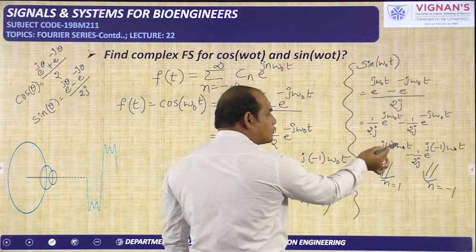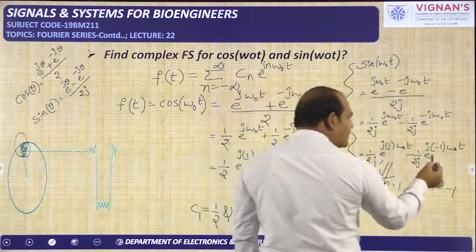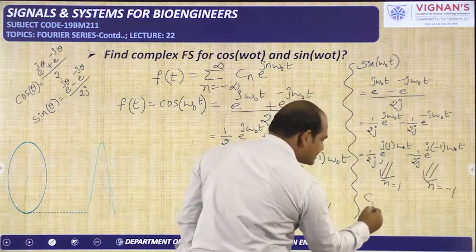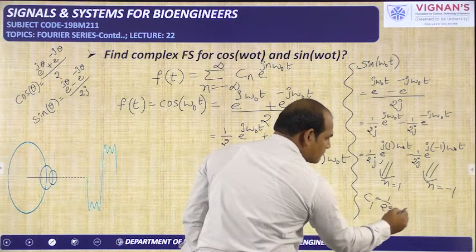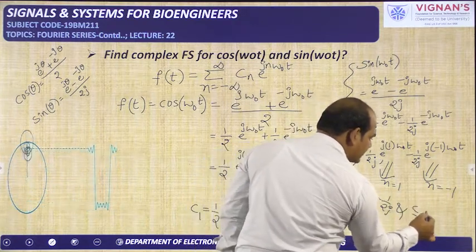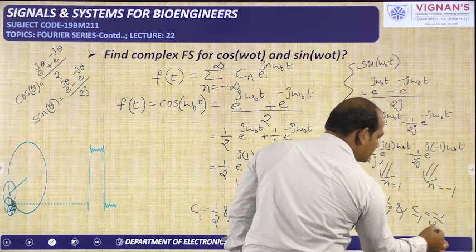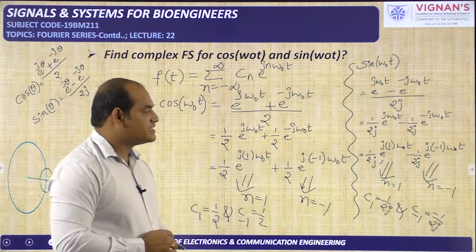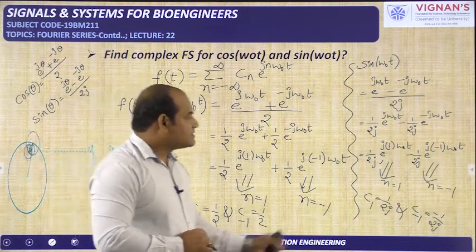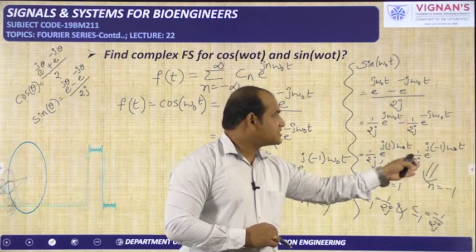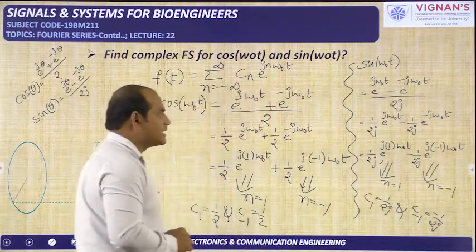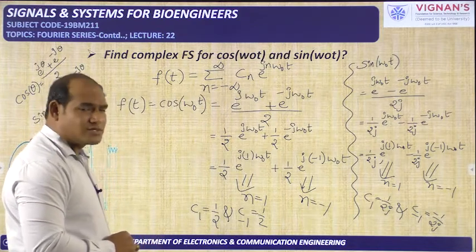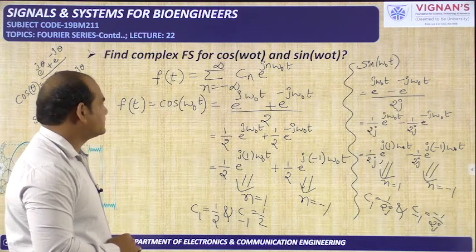e power j n omega naught t, n is equal to 1. e power j n omega naught t, n is equal to minus 1. That means this 1 by 2j is C1 and this minus 1 by 2j is C minus 1. C1 is equal to 1 by 2j and C minus 1 is equal to minus 1 by 2j. And this is the exponential Fourier series expansion for sin omega naught t. So in this manner we can get the complex or exponential Fourier series for cos omega naught t and sin omega naught t.